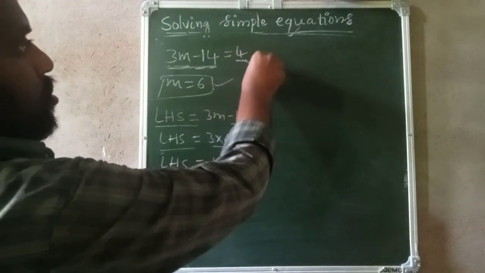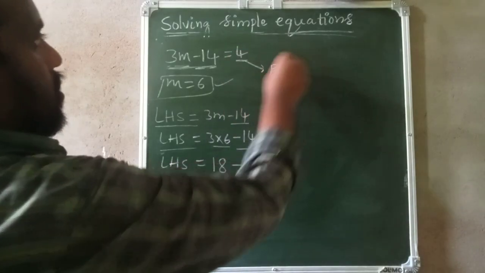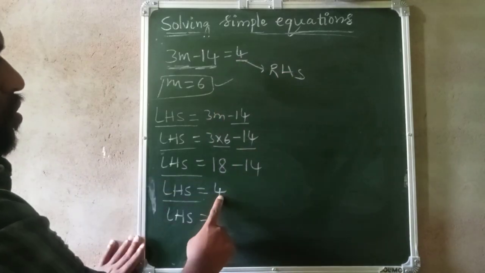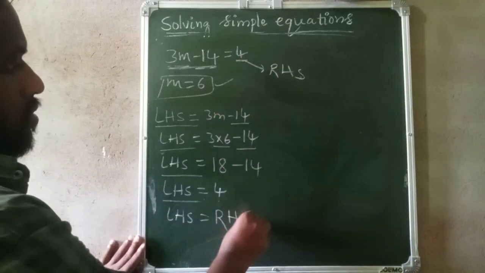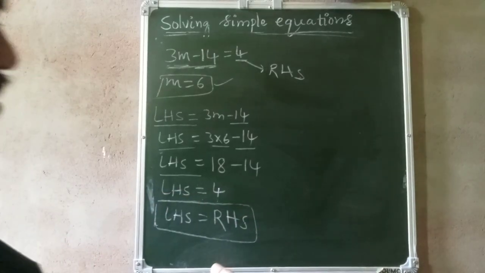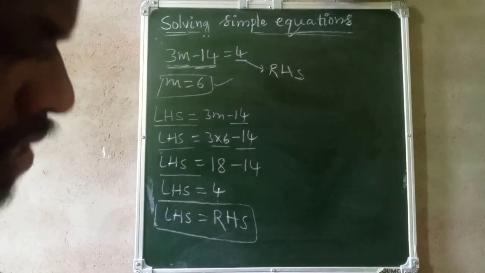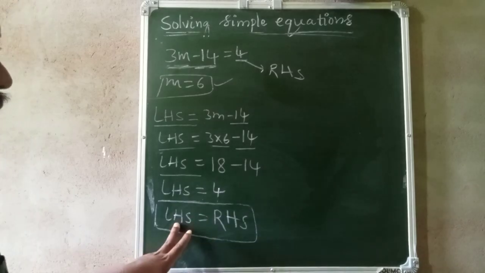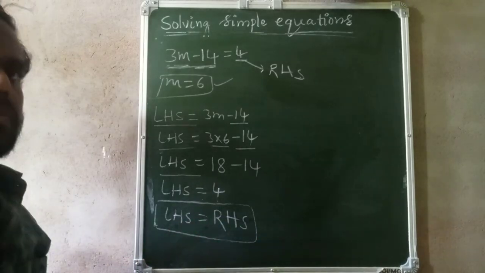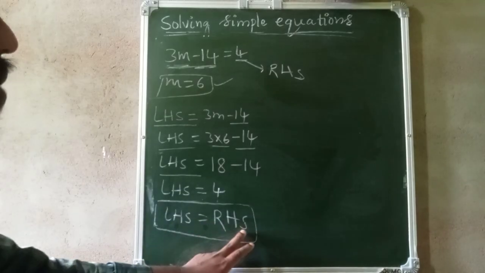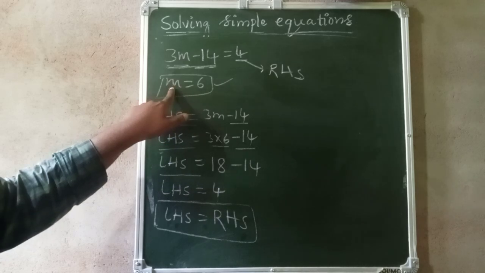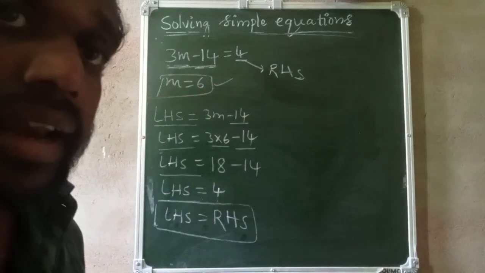So this 4 is RHS. This is LHS. So 4 is RHS. So for 4 I will write RHS. Okay. You can see we got LHS is equal to RHS. Correct? So remember, when LHS is equal to RHS, that means the answer m is equal to 6 is correct.